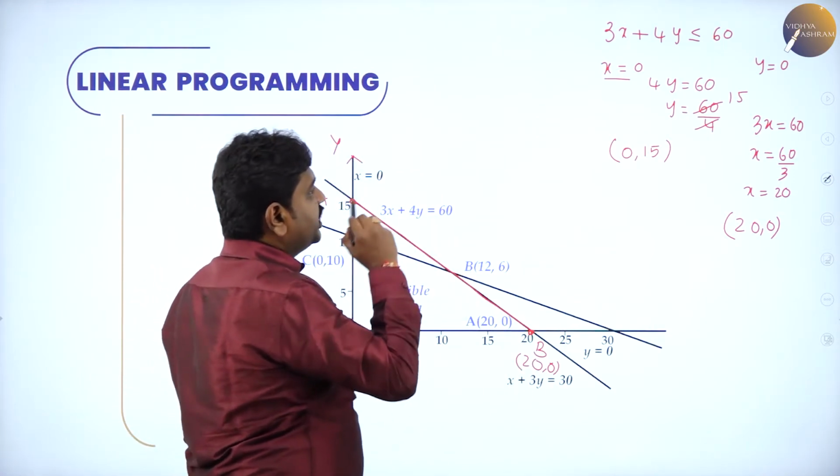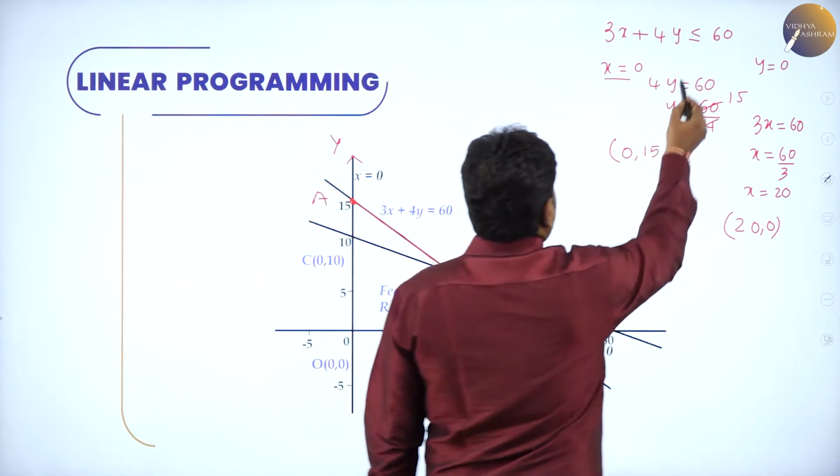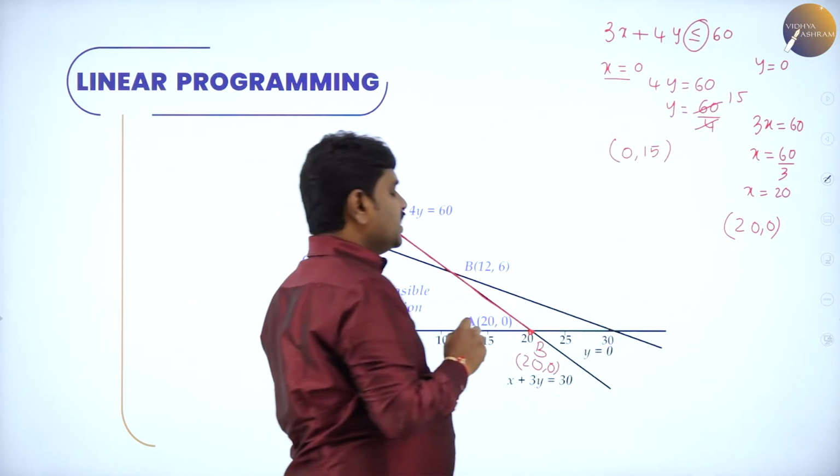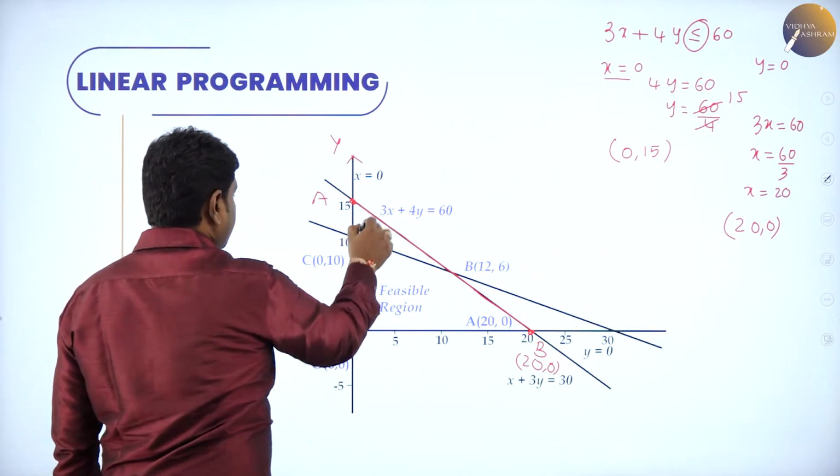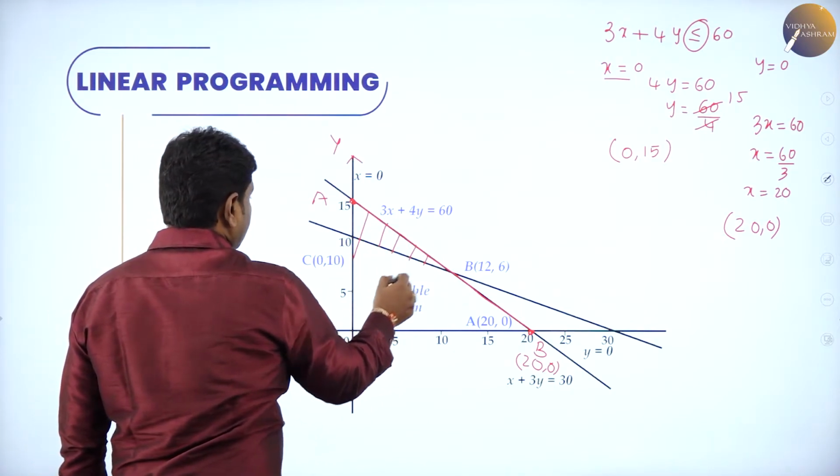Now our task is to shade this line. In order to shade, they told us less than or equal to. Generally, less than means what? Shade towards the origin, shade below. Shading comes below.